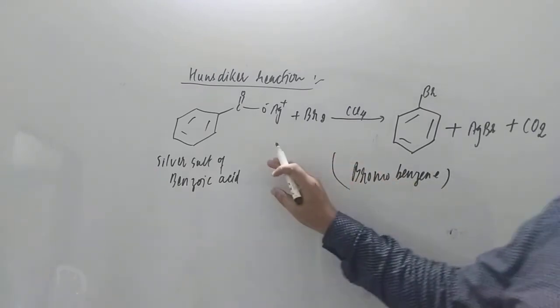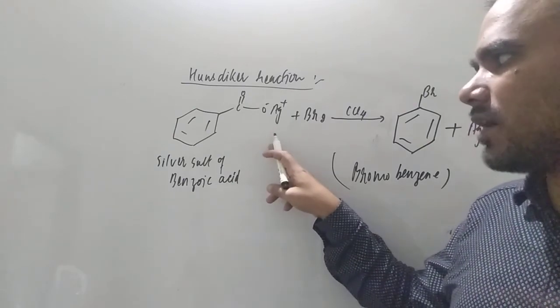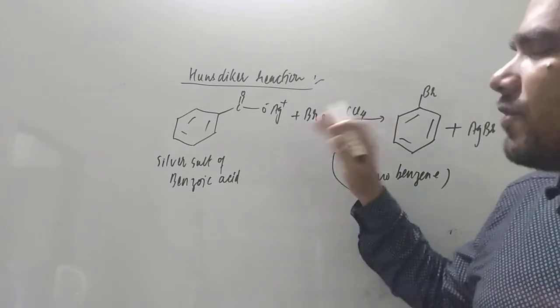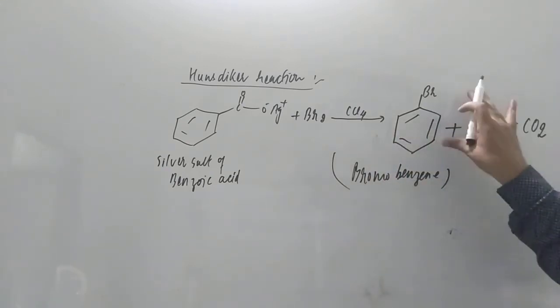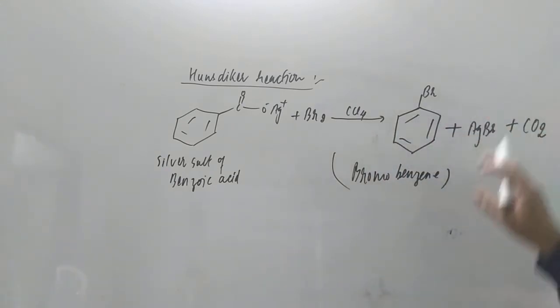So in the Hunsdiecker reaction, we take the silver salt of benzoic acid or any acid. If you are treating this with bromine in carbon tetrachloride solution, you are going to get haloarenes. So this is all about the preparation of haloarenes, student. Now we are going to understand the chemical properties of haloarenes.